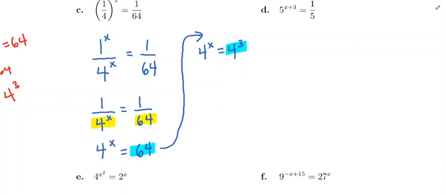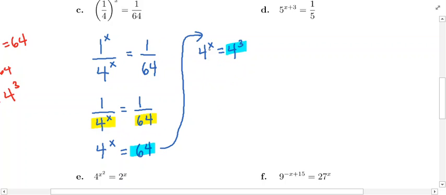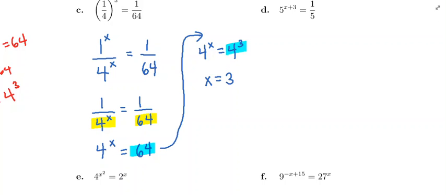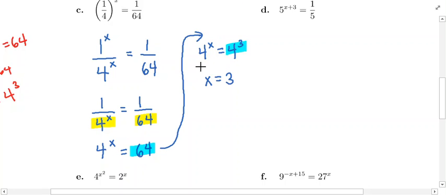Now I have a power of 4 equal to a power of 4. The only way that can be true is if the exponents are equal. So you equate and you get that the x value that works here is 3. That's what makes this a true statement.